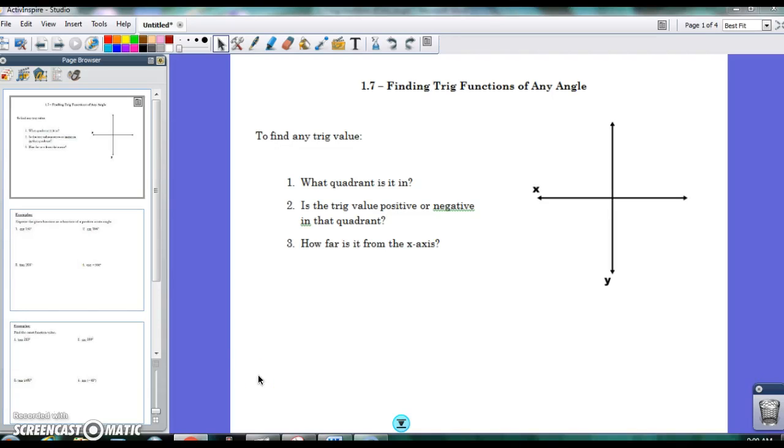Hi everyone, today we're going to talk about reference angles, what they mean, what they are, and how we can go about finding trig functions of any angle. So the stuff you see on your screen follows exactly along with your note sheet, so you can copy all the notes down so you have that to reference when you're working on your assignment.